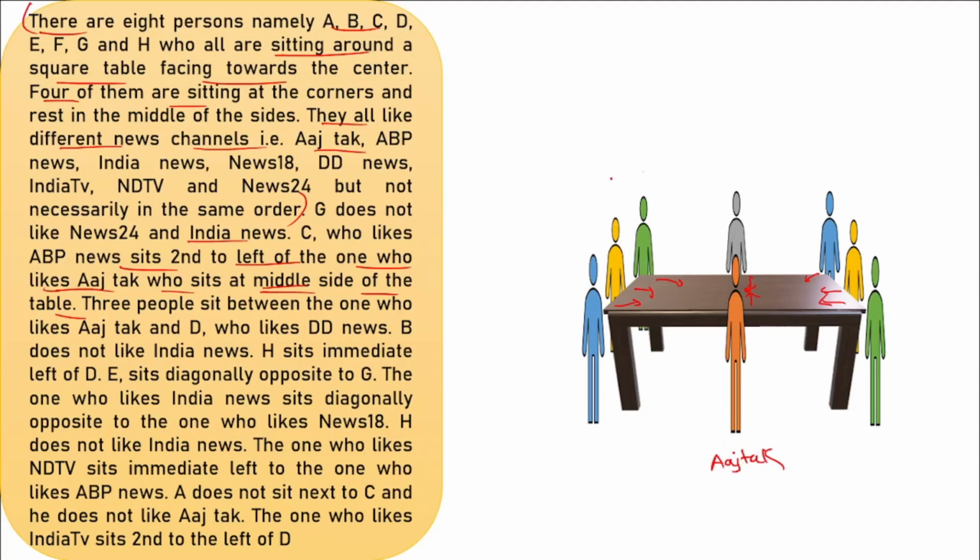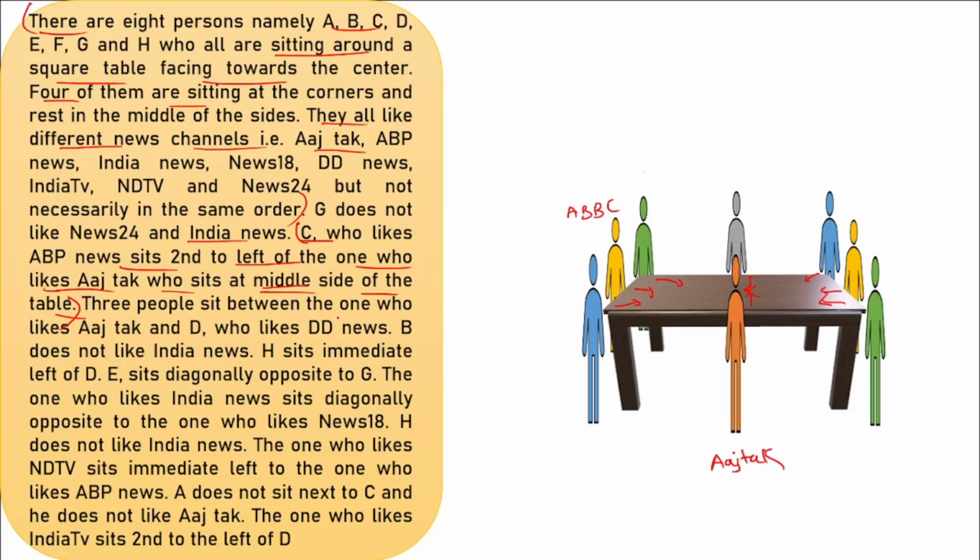are facing towards the center. So second to the left would be the yellow guy. So the yellow guy likes ABP News, okay? Now C, also ABP News is related to whom? C likes ABP News. So this yellow guy is C, okay? Now it's telling you that G does not like News 20. Okay, so we are done with this line, C till here.